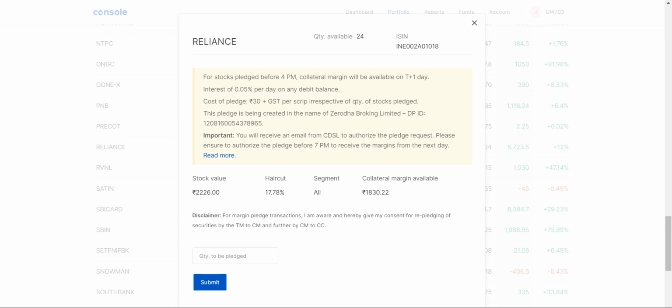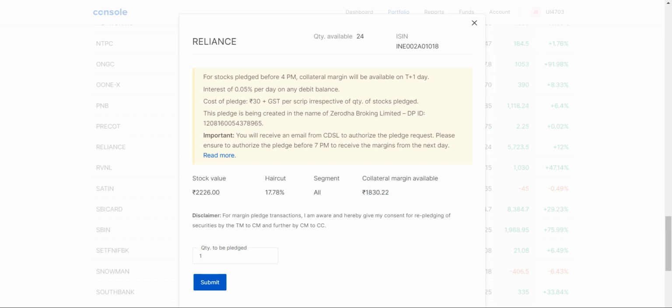Okay, so now here we see today's stock price is 2226. The haircut is 17.78%. So when you pledge one stock, you will get a margin of 1830 rupees into your account, and this margin will come by tomorrow.